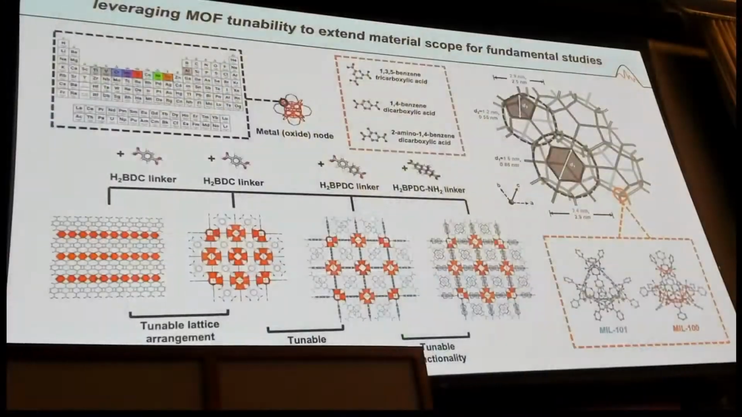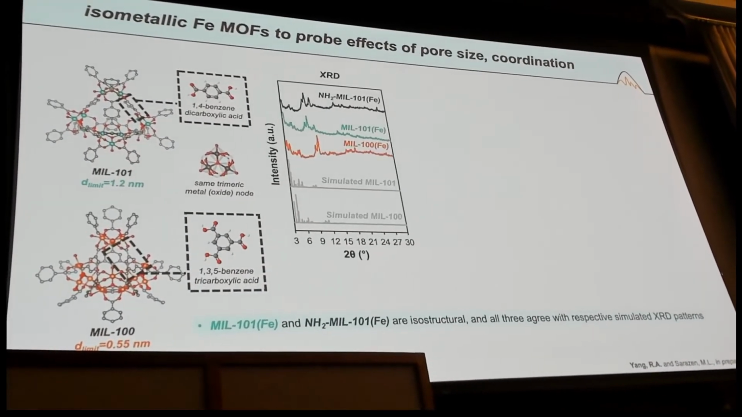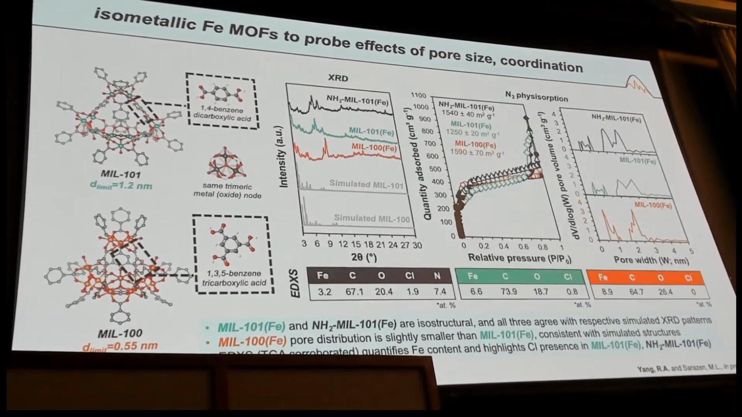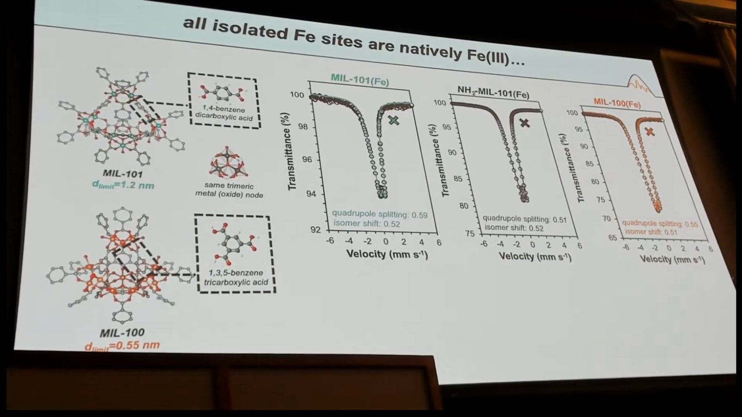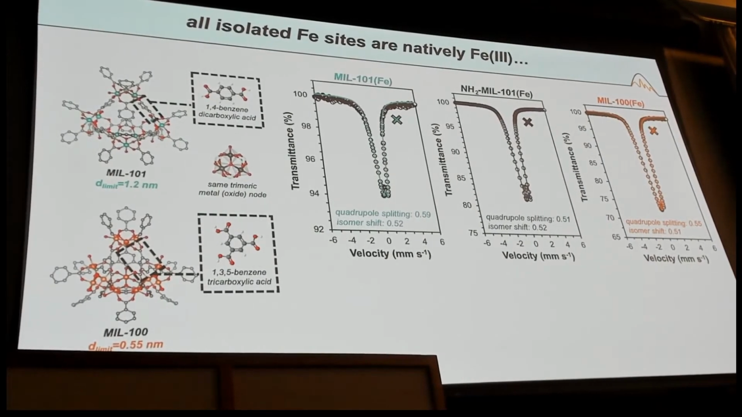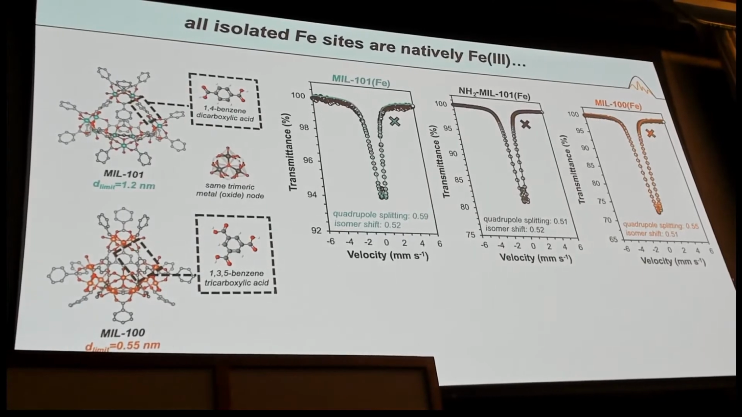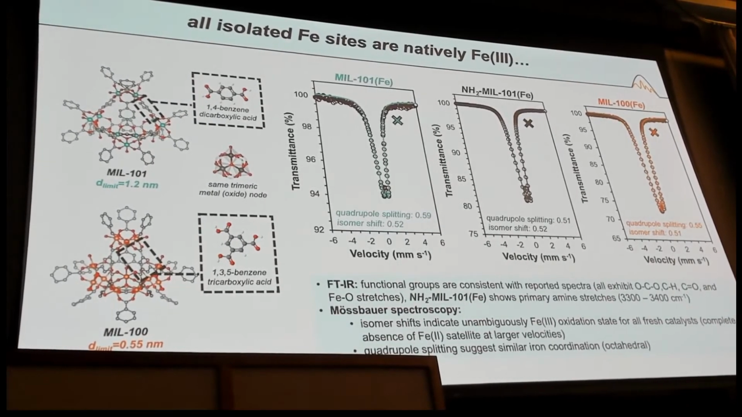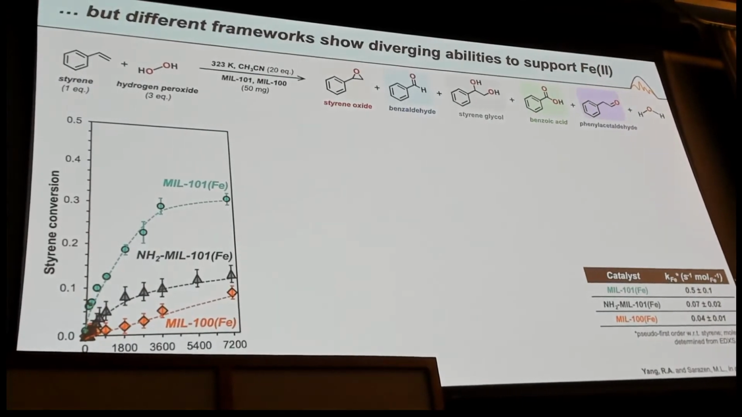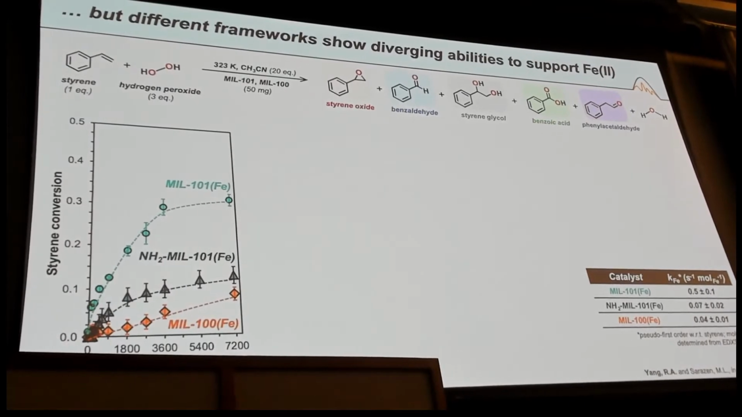Briefly comparing MIL-101 and MIL-100, we make these materials, and they are what we say, trust me. We can also characterize them using Mossbauer, which shows that inherently at the beginning we have entirely iron 3 sites in these 3 different frameworks. And when we look at the reaction data, we see that our MIL-101 is actually performing best.